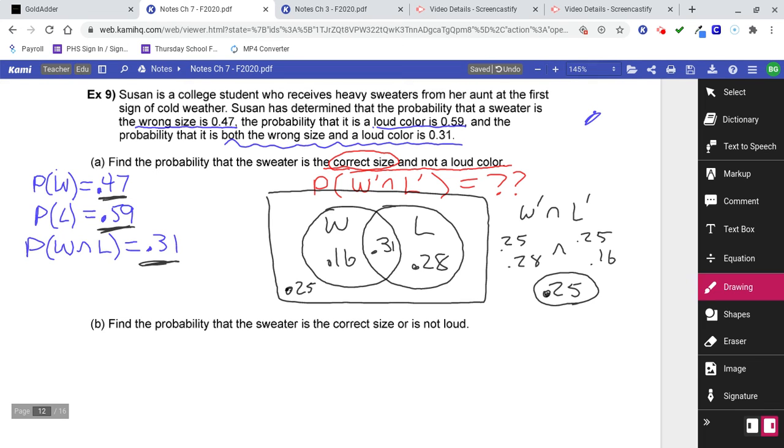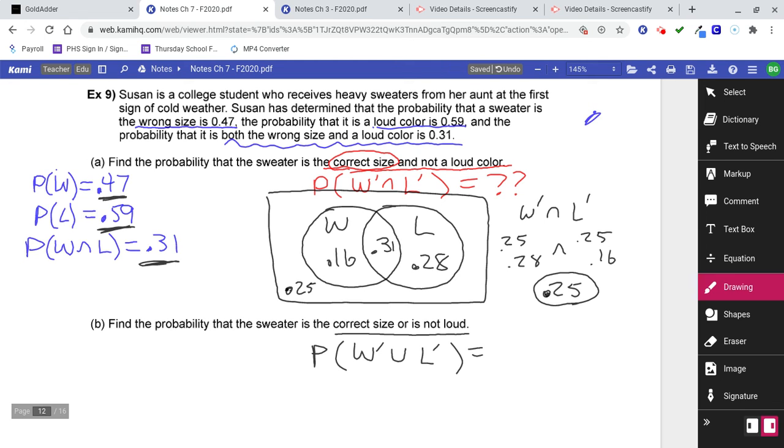Now, the nice thing about drawing a Venn diagram is you should be able to answer the next question as well. We've already done all of the work. Next, we're just going to answer the question. We want the probability that the sweater is the correct size or is not loud. So correct size means not wrong or not loud. Not wrong or not loud. Probability of that.